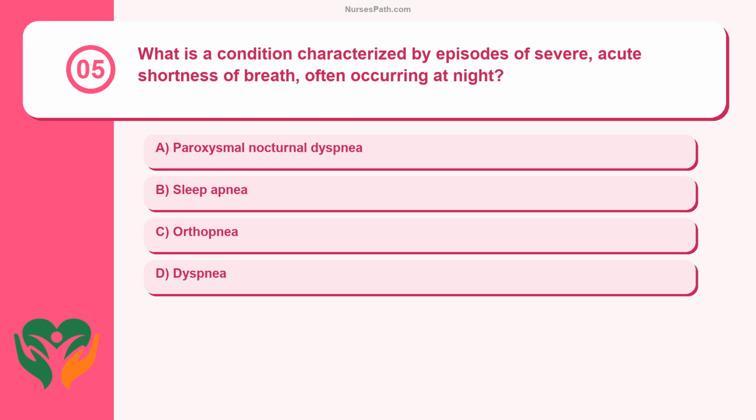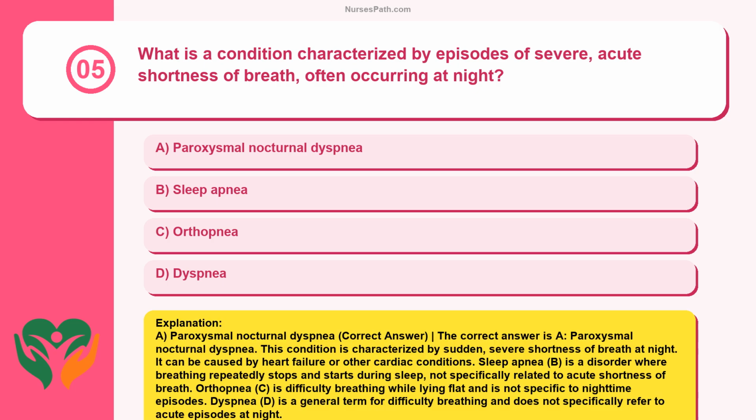Question 5. What is a condition characterized by episodes of severe, acute shortness of breath, often occurring at night? A. Paroxysmal nocturnal dyspnea, B. Sleep apnea, C. Orthopnea, D. Dyspnea. A. Paroxysmal nocturnal dyspnea. Correct answer. The correct answer is A.